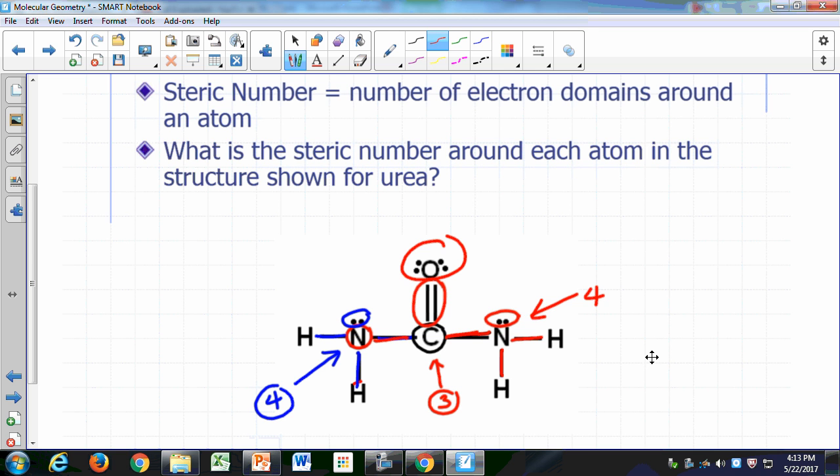Oxygen right here, we really don't worry about that one because that's a terminal atom. But if you want, you can say it's got a steric number of 3. It's got 1, a double bond counts as 1, the lone pair counts as 1, the other lone pair counts as another 1. So that's a steric number of 3.